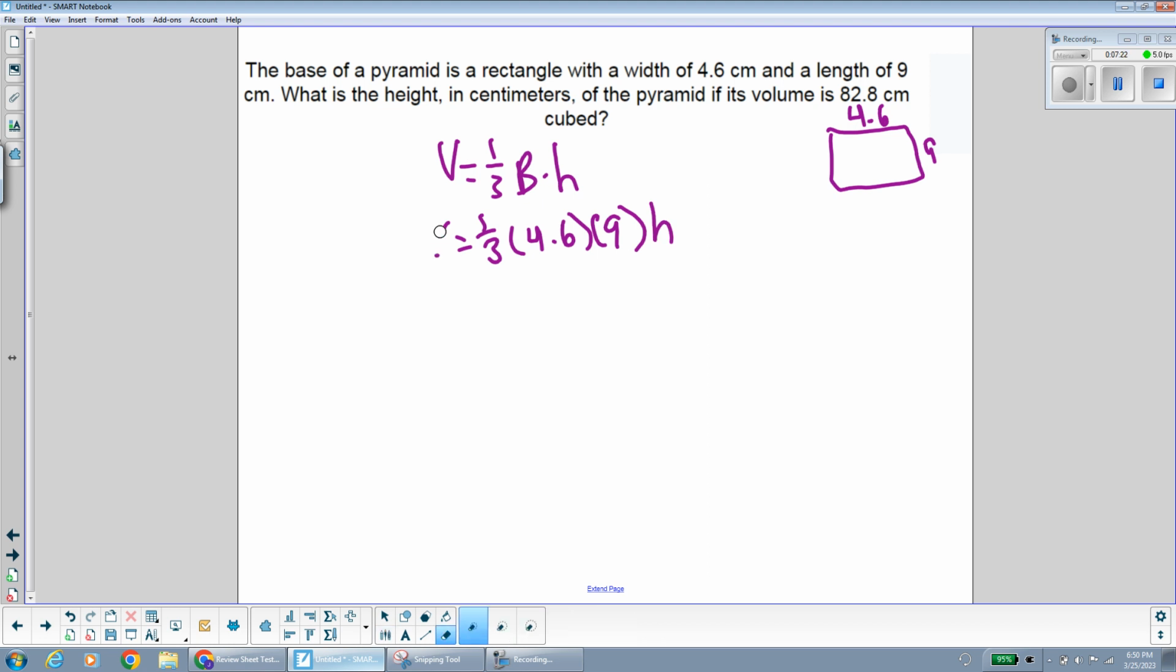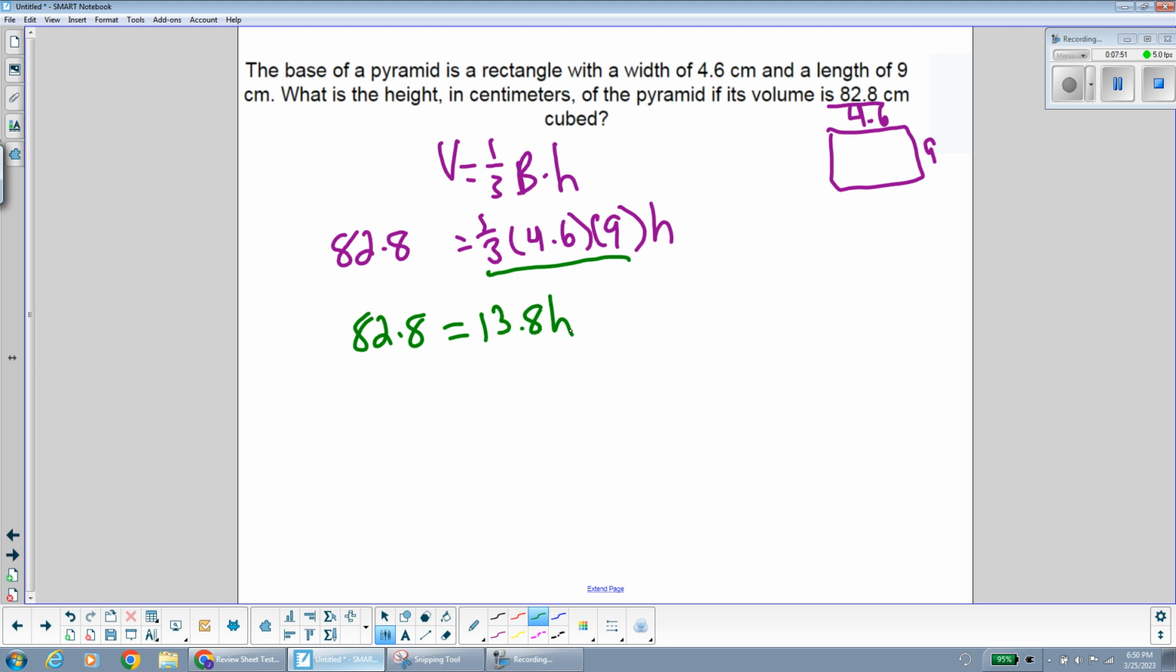But we are given what the volume is. So I'm going to replace that V with what the volume actually is. It is 82.8 cubic centimeters. So now I can use my calculator and solve for H. I'm going to put all of this side into my calculator to simplify what's in front of the H. So 1/3 times 4.6 times 9. And I have that 82.8 the volume is equal to 13.8 times H.